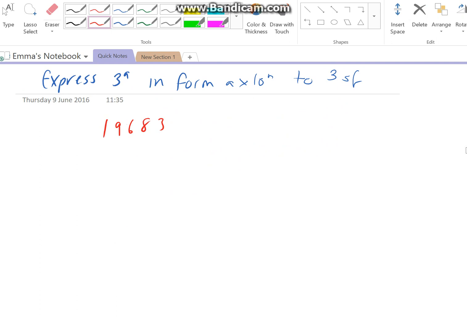So express 3 to the power 9 in the form a by 10 to the power n to 3 significant figures. Okay, so you put 3 to the 9 into your calculator, 3 to the power 9, you're going to get 19683. First thing you do is you put in your dot. Then it's 3 significant figures, measured using 3 digits. So it's 1.97, the 6 will round up to 7, because of the 8, by 10 to the power of how many spaces are behind that dot? 4. So that's it in scientific form or standard form.